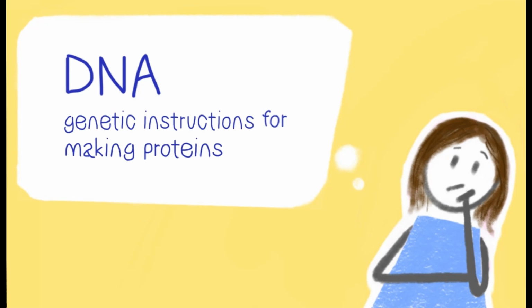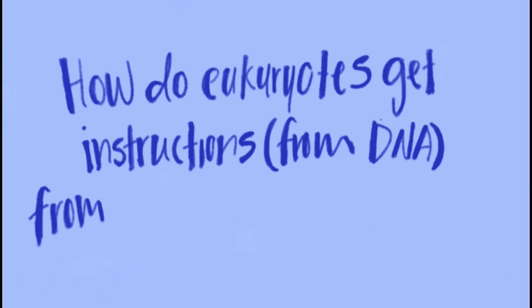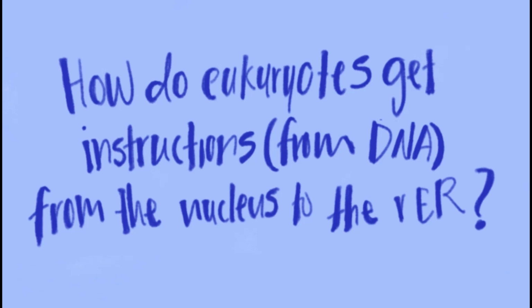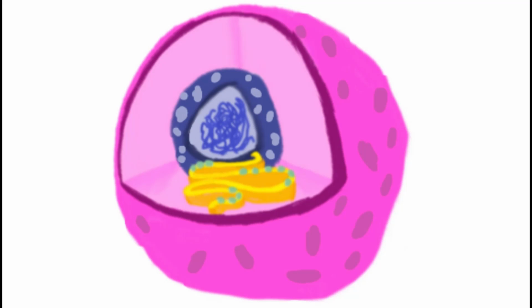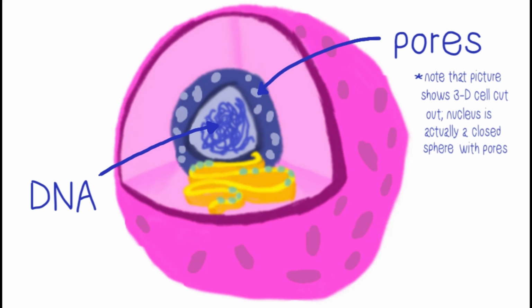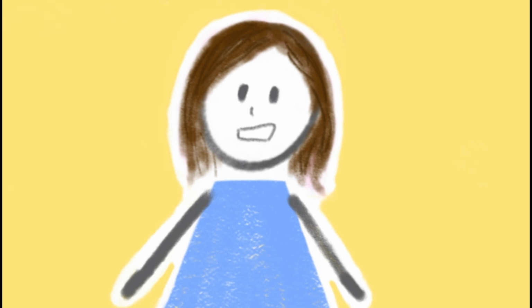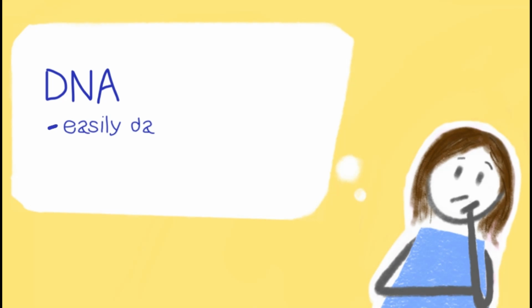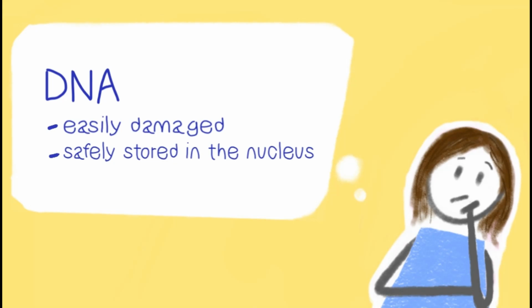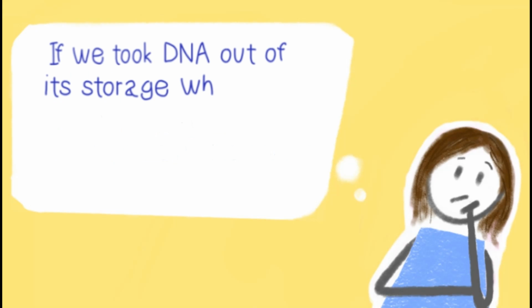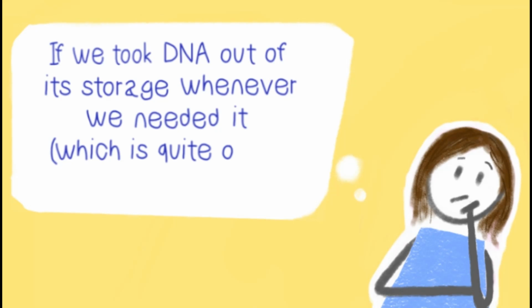But as eukaryotic organisms, how do we get those instructions from the nucleus to the RER, where our ribosomes are? Well, the simplest answer may be to simply transport that DNA through these convenient holes in the nuclear membranes to ribosomes. But that is actually a really bad idea. Here's the thing, DNA is easily damaged. That's why it is safely stored in the nucleus. If we took DNA out of its storage whenever we need it, which is quite often, we risk damaging it.